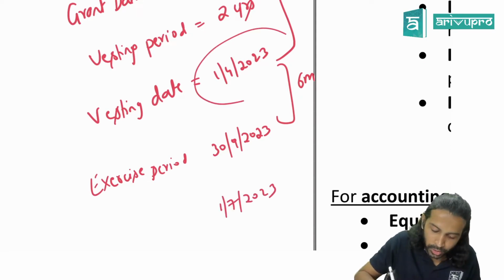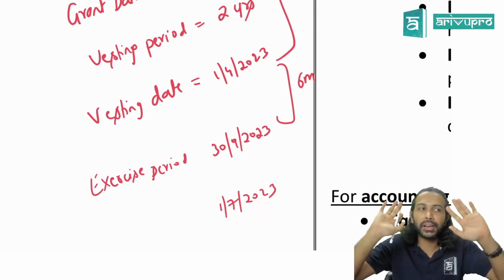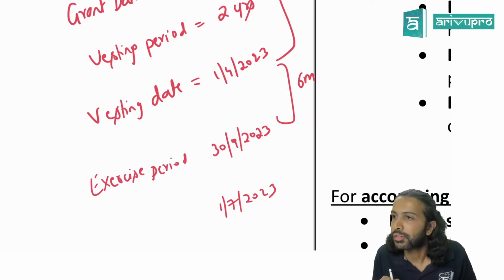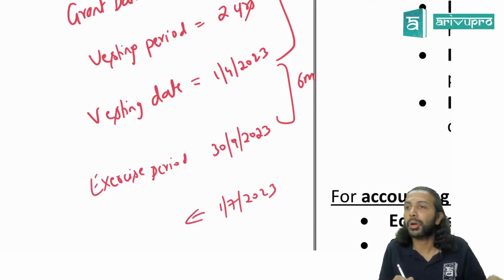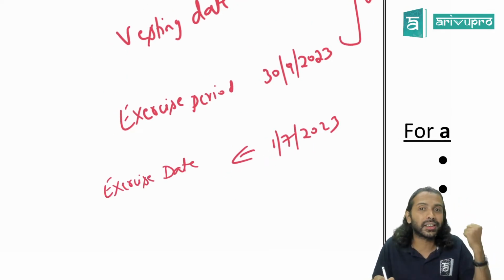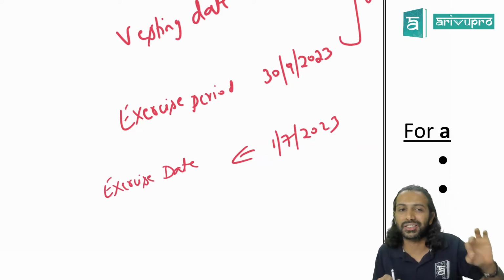He was eligible to buy on which date? 1st April. He thought it over, and finally he concluded, okay, we'll buy. On which date did he decide to buy? 1st July. The day the employee buys the shares, we call it the exercise date, because he exercised his right and bought the shares. So, the day on which employees buy the shares, we call it the exercise date.